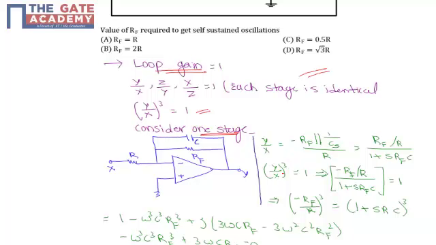So for 3 stages, (Y by X) whole cubed equals (minus RF by R (1 plus S RF C)) cubed, which is equal to 1. Further, it will be equal to (minus RF by R) whole cubed equal to (1 plus SRC) whole cubed. If you simplify this further, you get 1 minus omega cubed C cubed RF cubed plus j of 3 omega C RF minus 3 omega squared C squared RF.